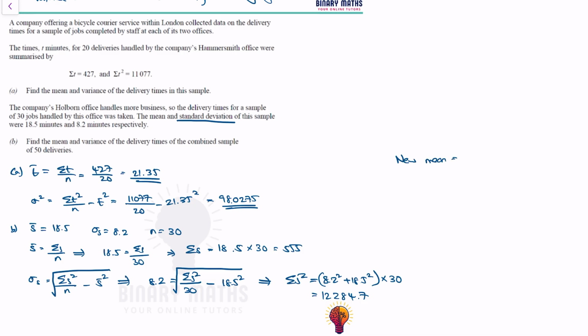So if I want to work out the new mean, it's going to be the total sum of S, so sum of S plus sum of T all over the total number of jobs, which is 50, which is equal to 555 plus 427 over 50, which is 19.64.